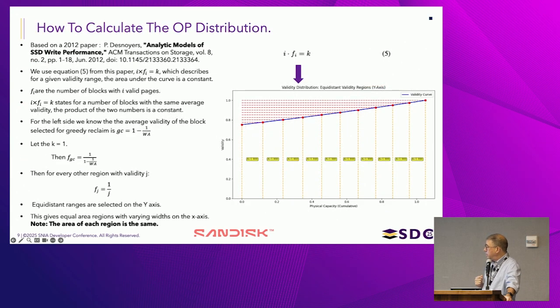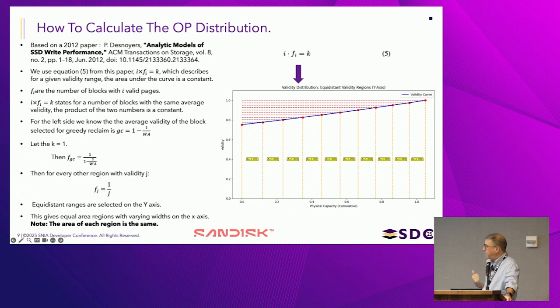Now, the previous slide sort of outlines a mechanism for creating an OP distribution. So the other thing you need to know is what does that OP distribution need to look like, okay? This diagram sort of shows how we came up with that distribution. It's based on a paper published in 2012 by Peter Desnoyers and some other researchers.